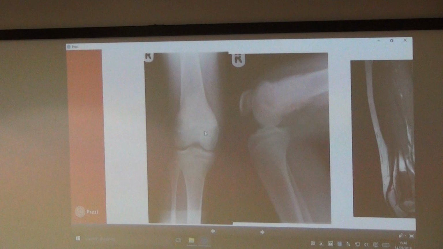An AP and lateral radiograph of a patient whose epiphyses have just gone into fusion. As we've seen with this image before, you can see there is an aggressive lesion of the distal femur. It has a wide zone of transition. There is an associated periosteal reaction, a so-called Codman's triangle.